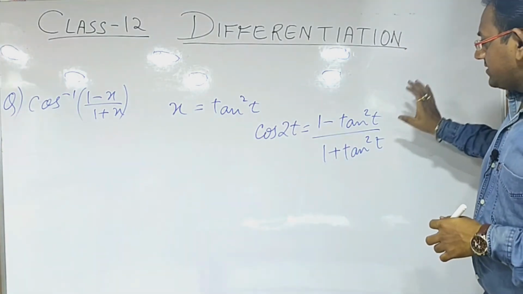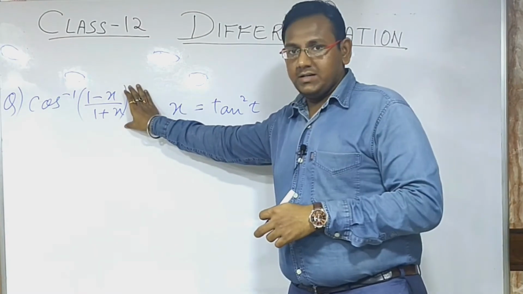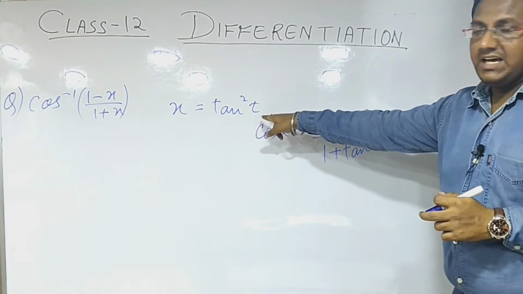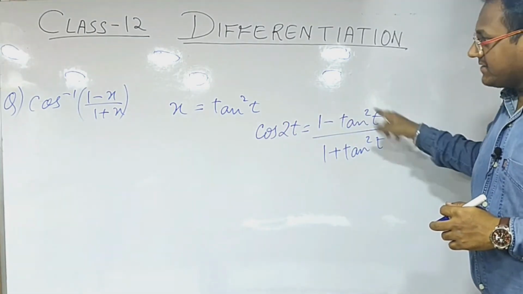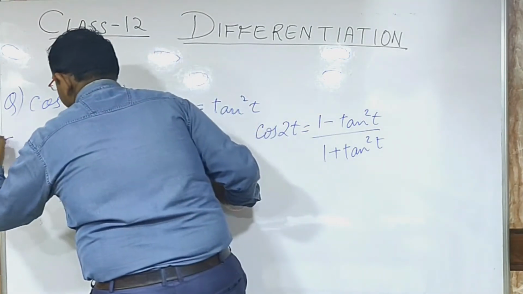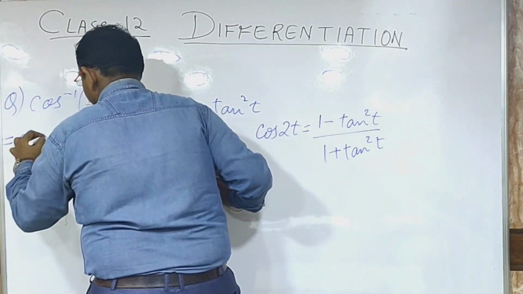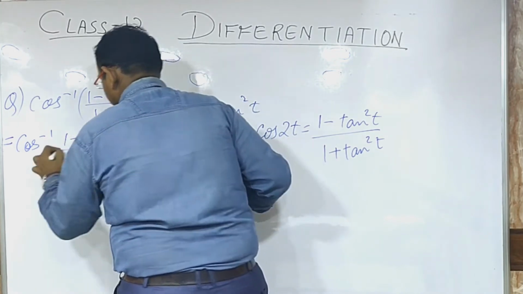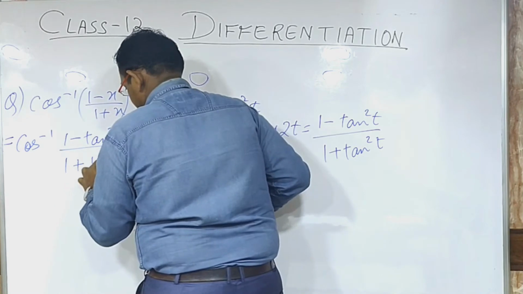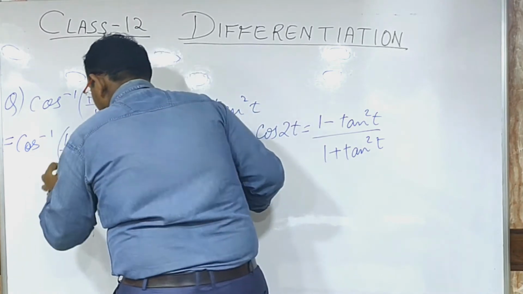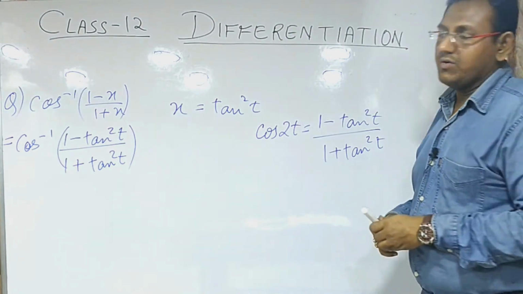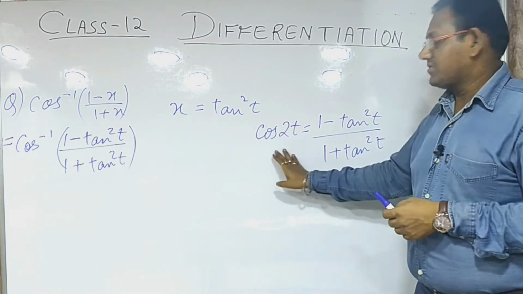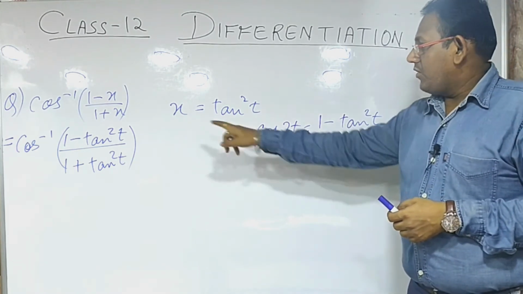Now if I am comparing this one and this one, we can easily understand that if we put the value of x as tan square t, then we are going to get this form. So let us substitute. After substituting, we are getting cos inverse of 1 minus tan square t by 1 plus tan square t. So we are putting the value as tan square t over here. Now after this, I'm just simply using the formula of this one, that is cos 2t.